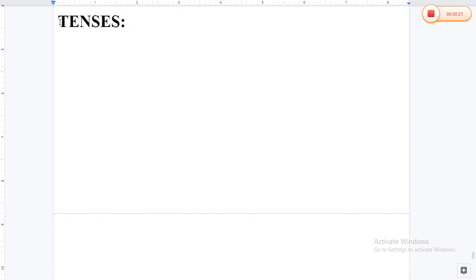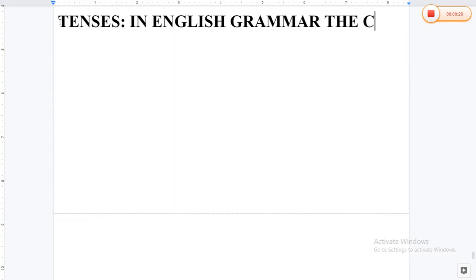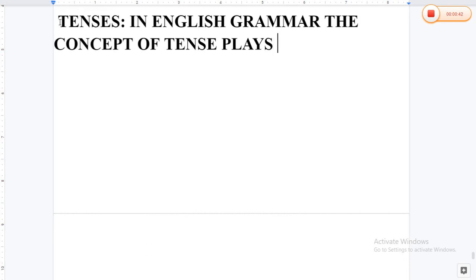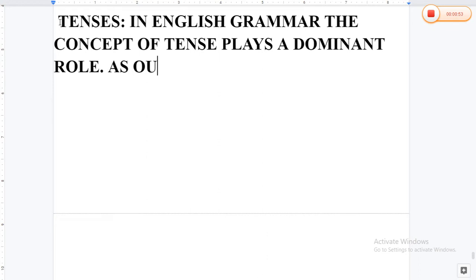Tenses in English grammar. The concept of tense plays a dominant role, as our actions are time bound.